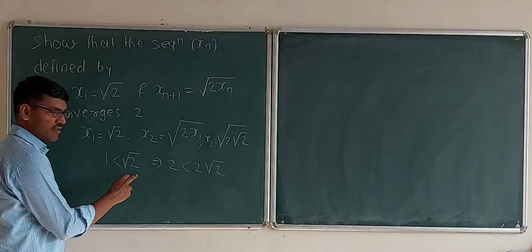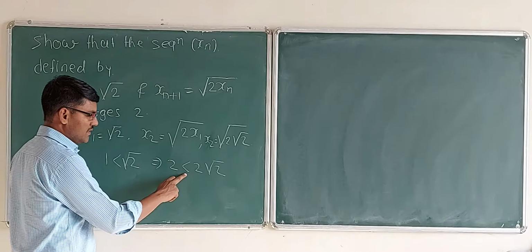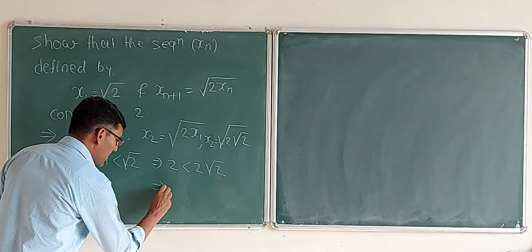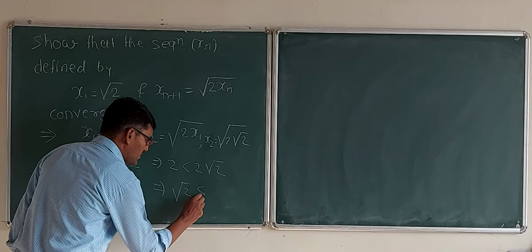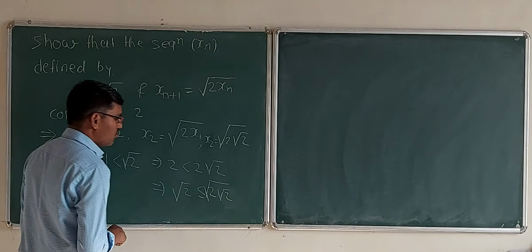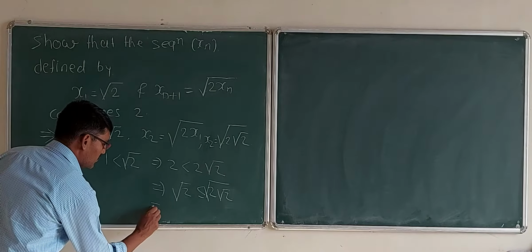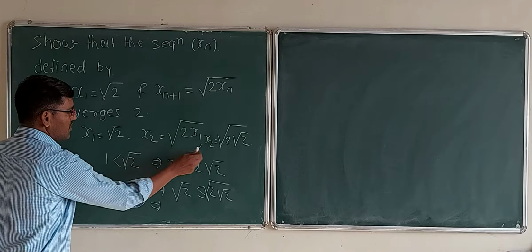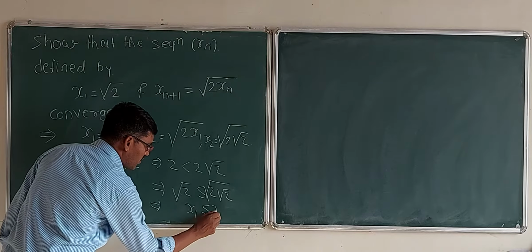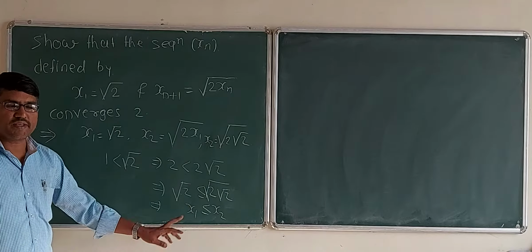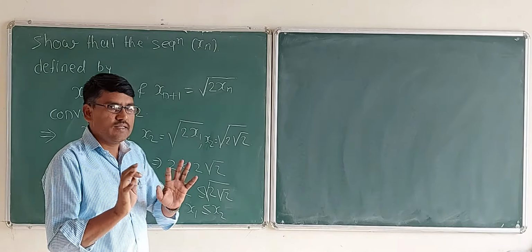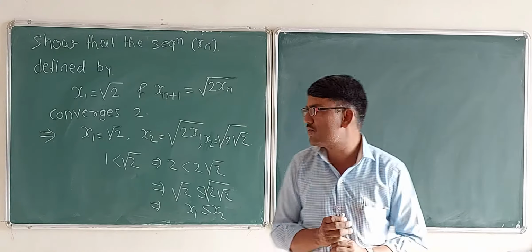If you multiply this inequality by a positive number, the inequality sign remains the same. So 2 is less than or equal to 2 under root 2. This implies under root of 2 is less than or equal to under root of 2 root 2. But what is root 2? It is x1. And under root of 2 root 2 is x2. So x1 is less than or equal to x2. We want to show that this sequence is a monotonically increasing sequence.